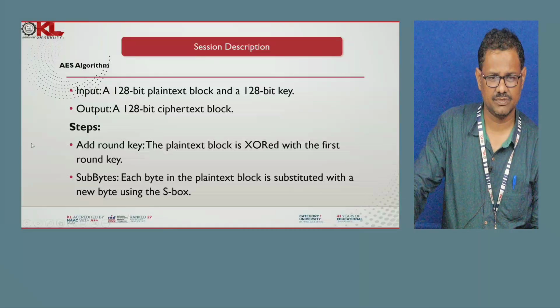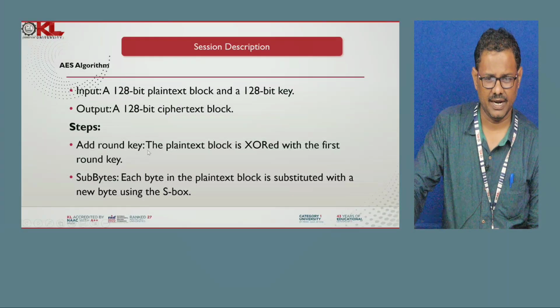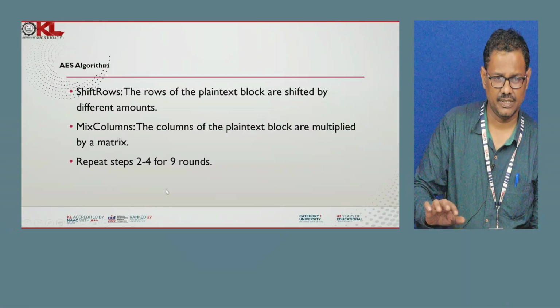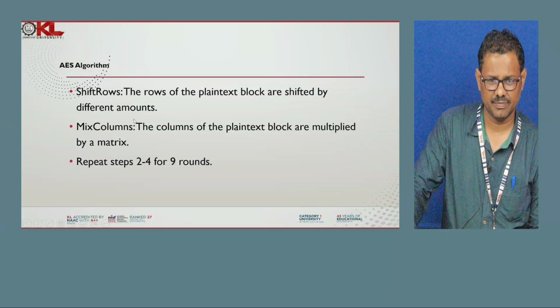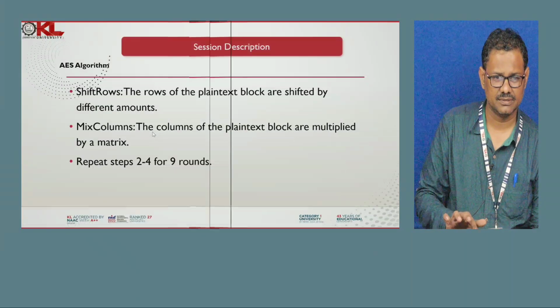AES algorithm: input is a 128-bit plain text block and a 128-bit key. Output is a 128-bit ciphertext block. Steps: add round key, the plain text block is XORed with the first round key. Sub bytes, each byte in the plain text is substituted with a new byte using the S-box. Shift rows, the rows of the plain text block are shifted by different amounts. Mix columns, the columns of the plain text block are multiplied by a matrix. Repeat steps 2 to 4 for 9 rounds.